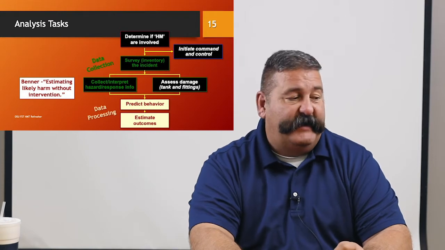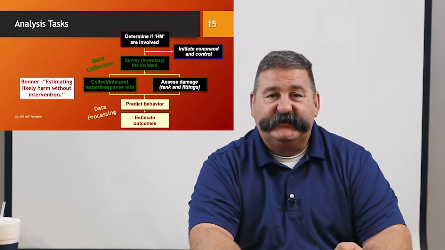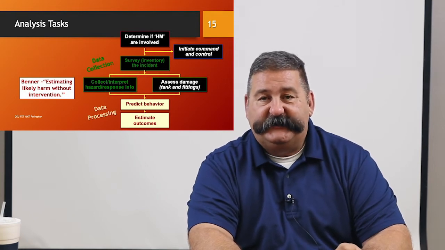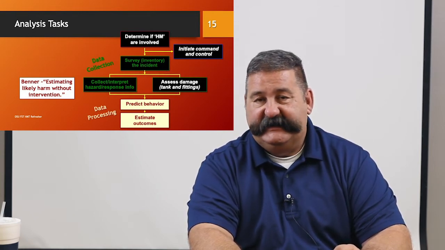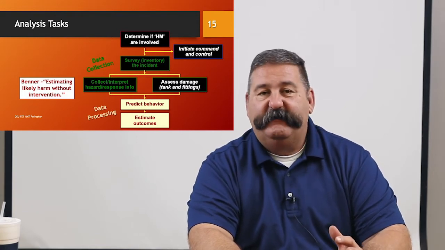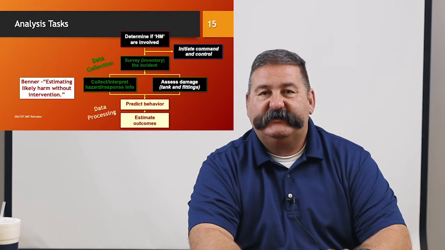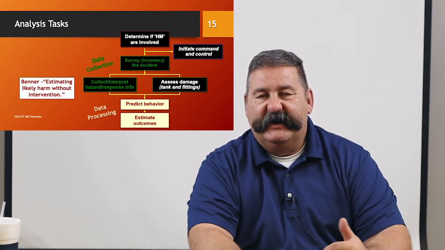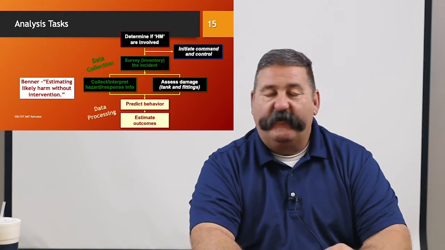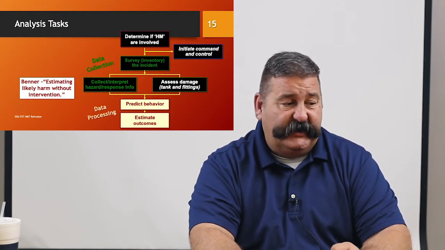Beener said, estimating likely harm without intervention is one of the things we want to do. So that was Ludwig Beener from the National Transportation Safety Board back in the 1970s. He came up with a way of doing an analysis. He wanted to figure out how most hazmat incidents work, and essentially he followed this flow chart. He would first and foremost determine if there was a hazardous material involved.